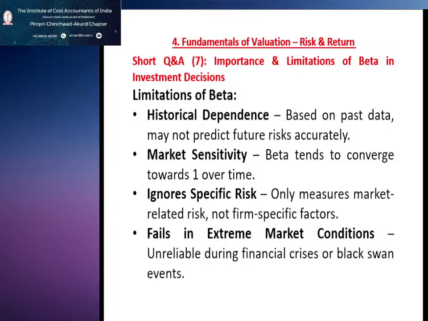Market sensitivity, so beta tends to converge towards 1 over time. It ignores specific risk, only measures market related risk, not firm specific factors. And fourth limitation is it fails in extreme market conditions. So unreliable during financial crisis or black swan events.